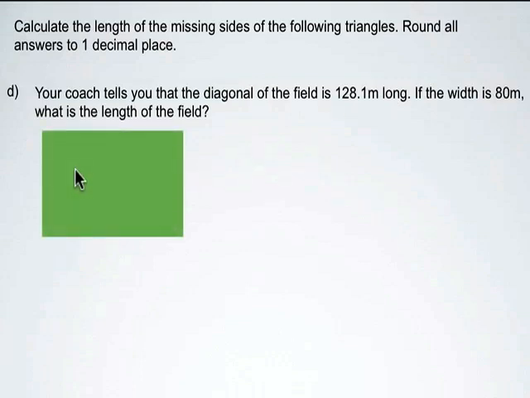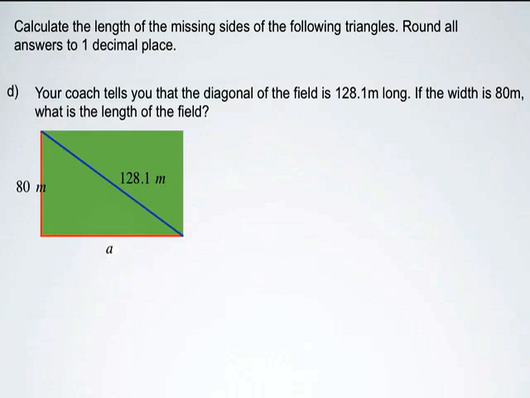Now, we're going to start off with a diagram, and we're going to draw our diagonal, which is from one corner of the field to the other, and we're going to try and identify our right angle here and our triangle. So here's our width, and it is 80 meters. And here's our diagonal, and the diagonal is 128.1 meters. And we're looking for the length of the field.